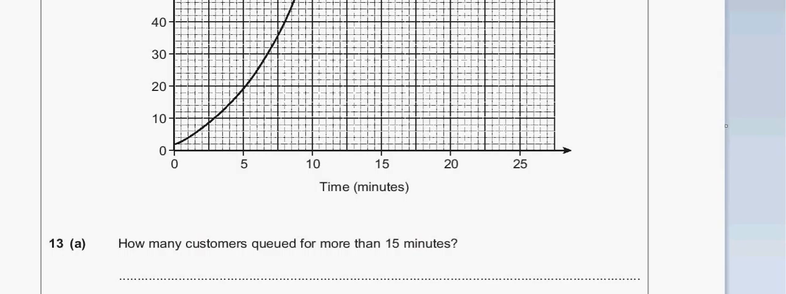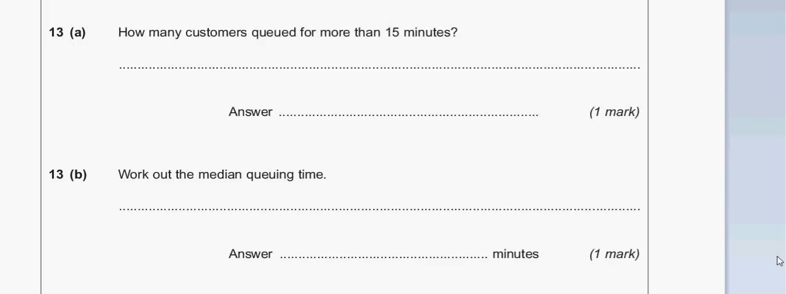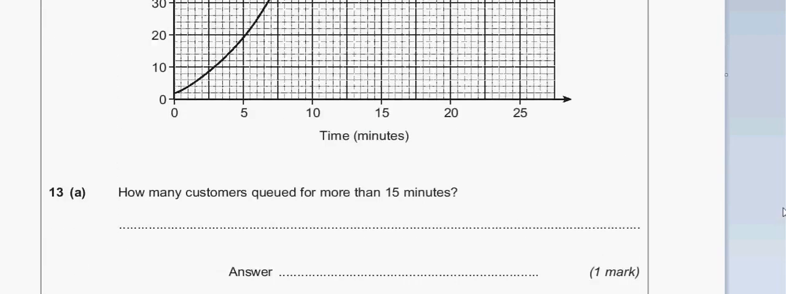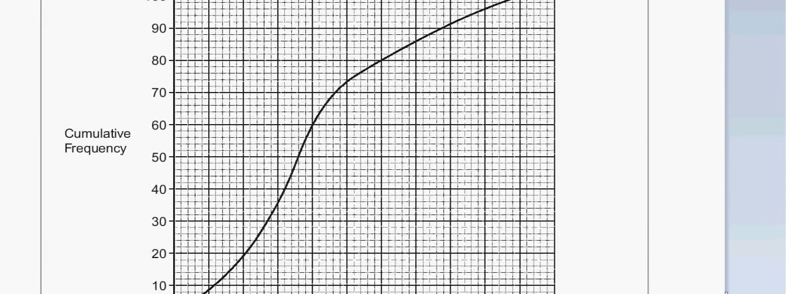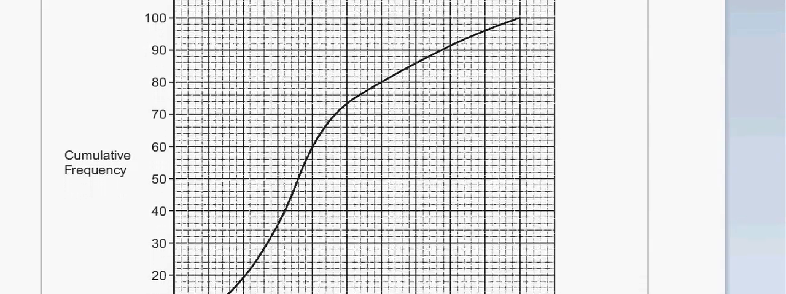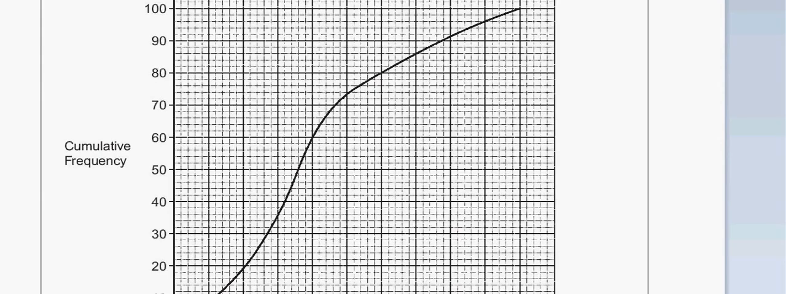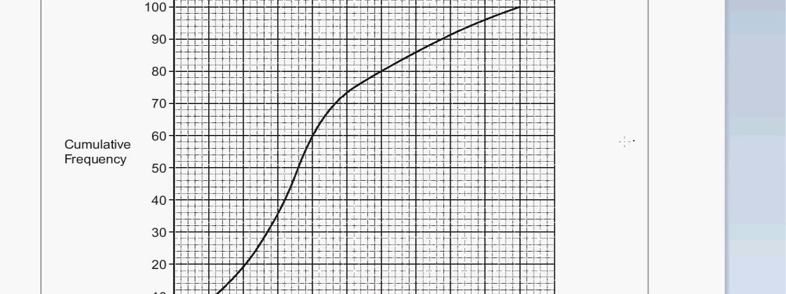Okay. Now, part A, how many customers queued for more than 15 minutes? And part B, work out the median queuing time. Now, whenever I see a cumulative frequency graph, I always put in the median and the upper and lower quartiles. So if we've got 100, the median, remember, is going to be at the halfway point. So this will be at 50.